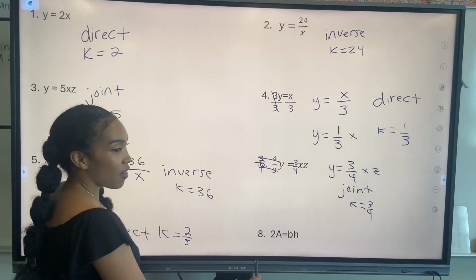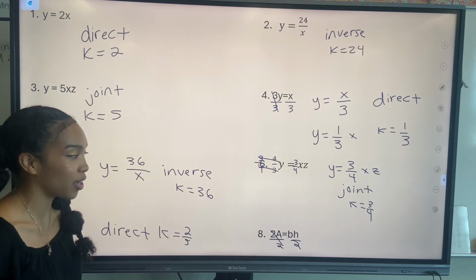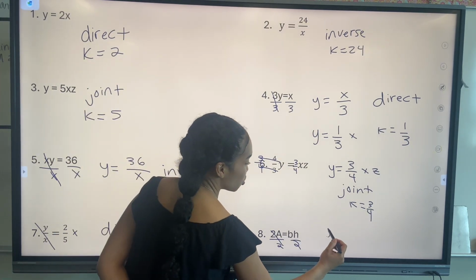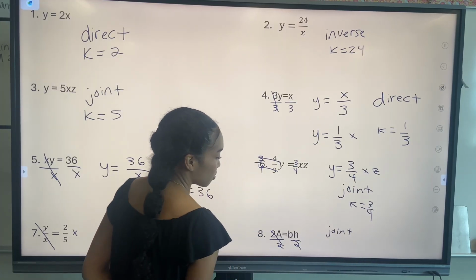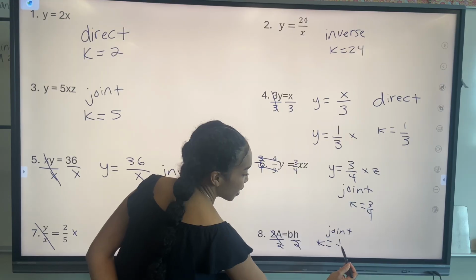Here, when you divide both sides by 2, you're going to get the formula for area of a triangle. This is also joint variation. Instead of x and z, you have b and h. And your k value is 1/2.